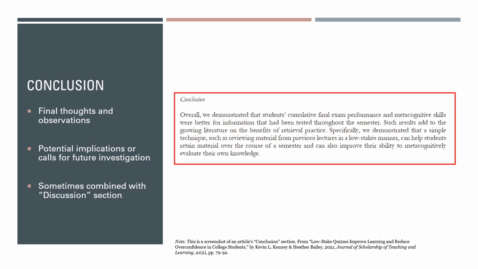We then finish the meat of the scholarly article with the author's conclusion section. Here, you'll find the author's final thoughts and observations, which may include further implications of the findings or calls for future investigation into the topic. Note that sometimes the discussion and conclusion are combined into one section.